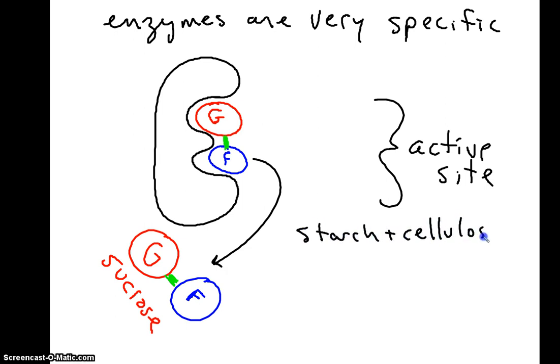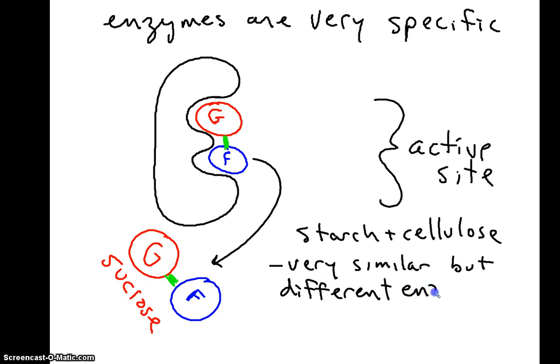We have an example with starch and cellulose, which are both polymers of glucose monosaccharides. So they're very similar to each other, but different enzymes are needed for each one. They're very specific. Even though starch and cellulose may look very similar, different enzymes will break those down.